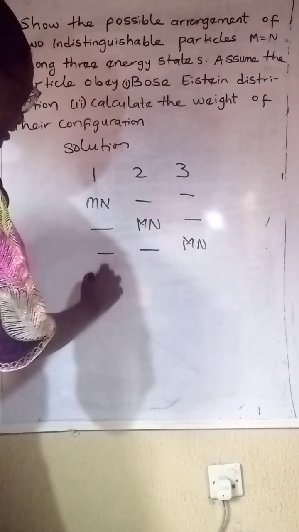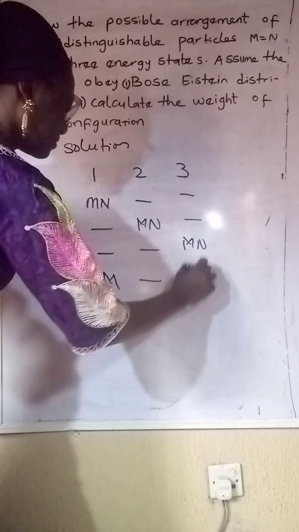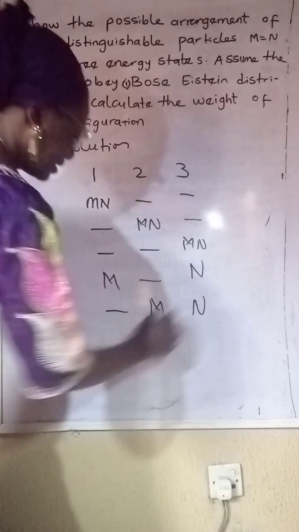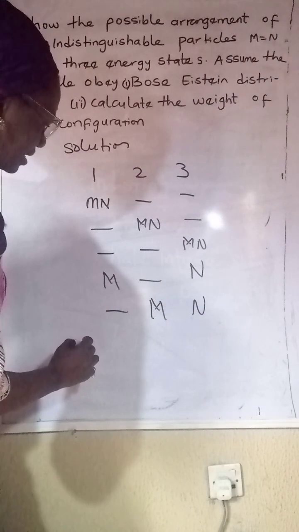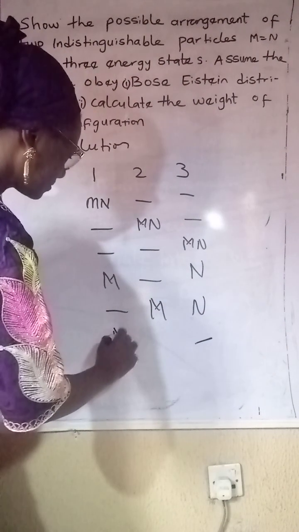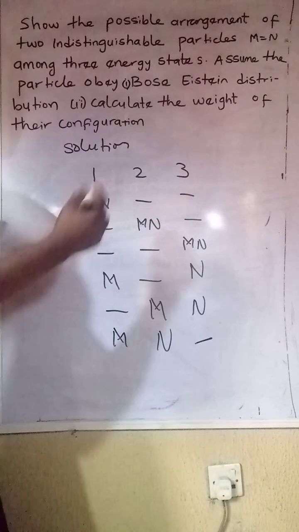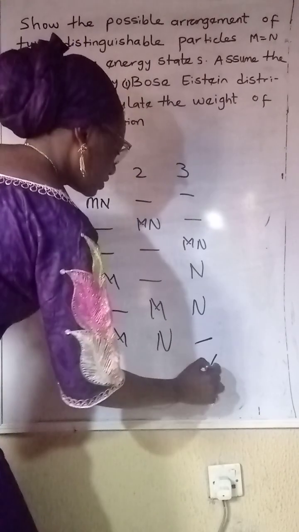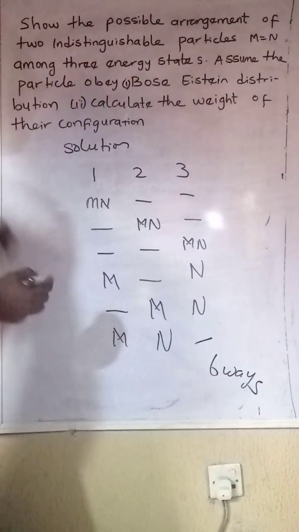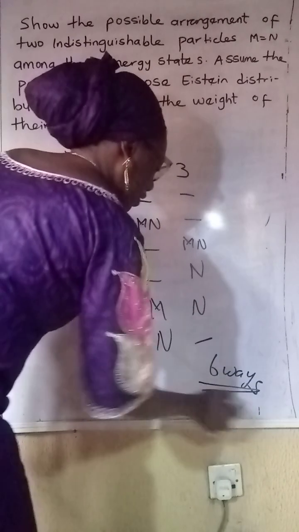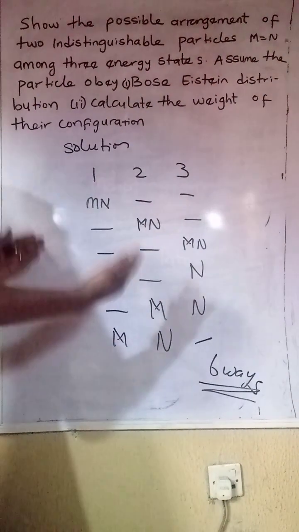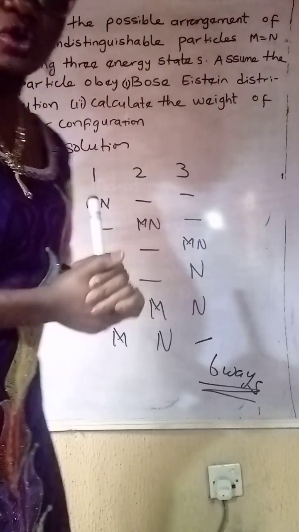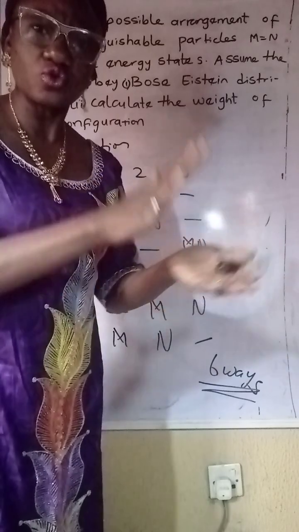Or it can be like this, and then it can be like this. And then it can be like this. So if we are to count the number of ways, we have 1, 2, 3, 4, 5, 6. We have 6 ways of arrangement. So this is your answer. These 6 ways of arrangement. So we have been able to show the possible arrangement of two indistinguishable particles, m is equal to n.